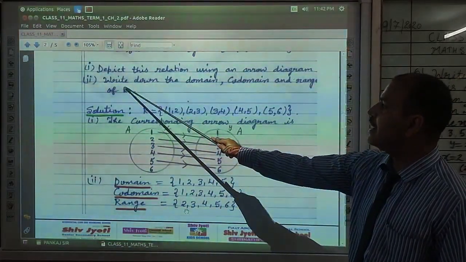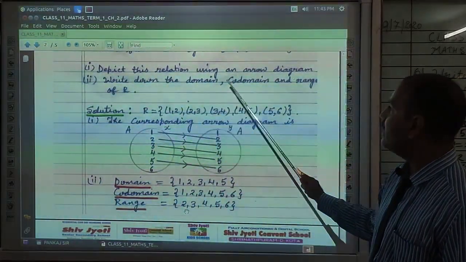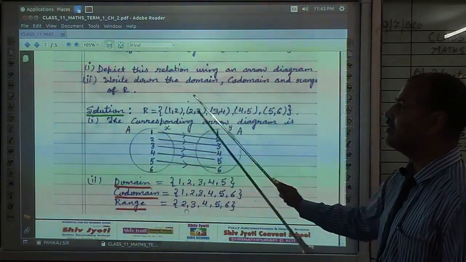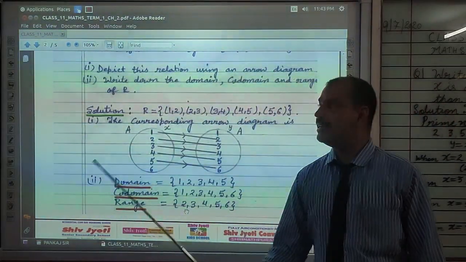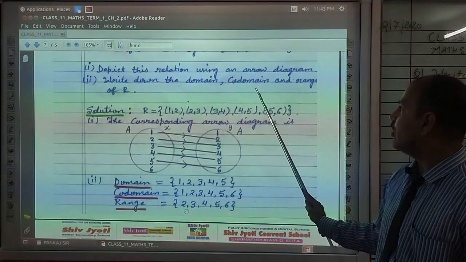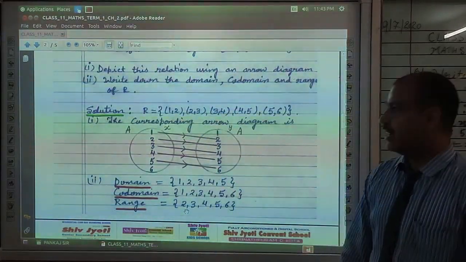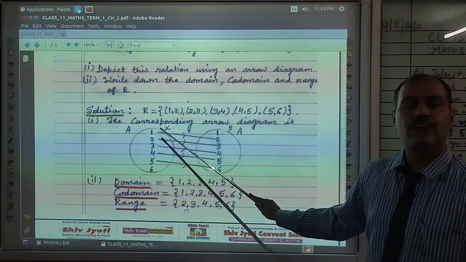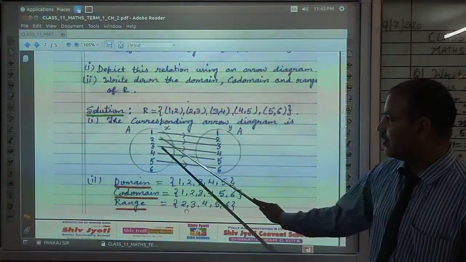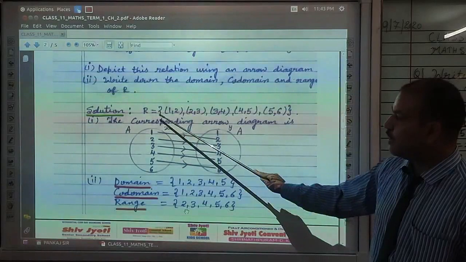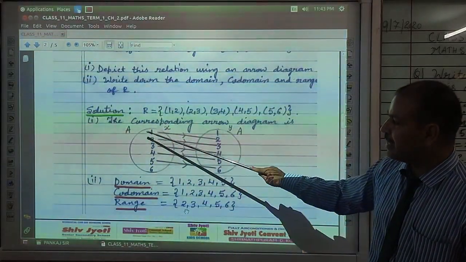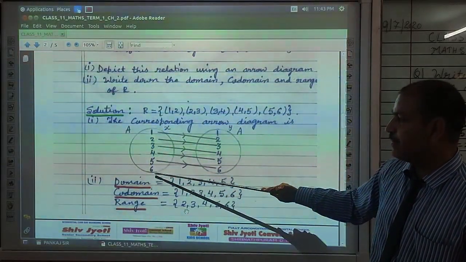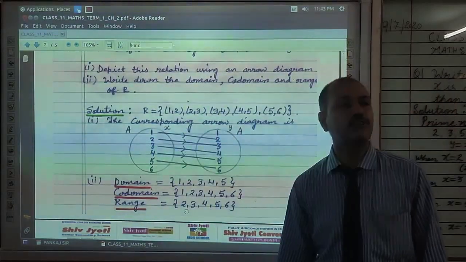Second part, write down the domain, codomain and range of R. You have to find the value of domain, codomain and range. I have explained domain is the first element of the set. The relation is like this. So all the first elements are 1, 2, 3, 4, 5, not 6. Why is 6 not included?